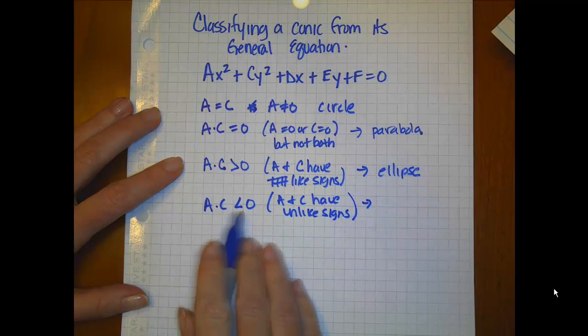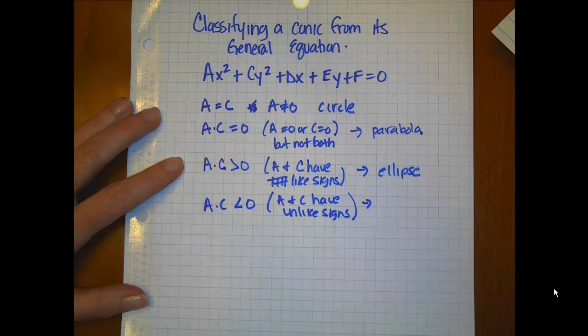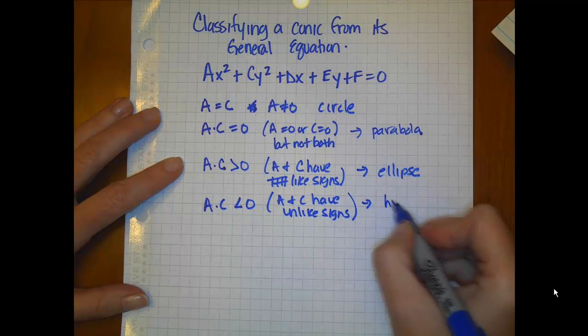If a times c is less than 0, that means a and c would have to have unlike signs. Then this is a hyperbola.